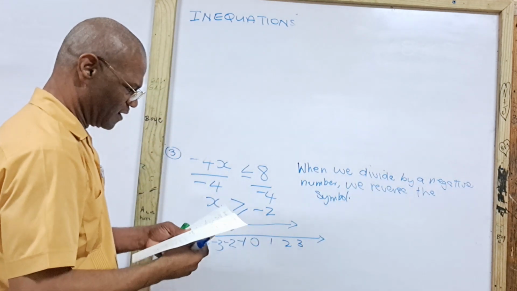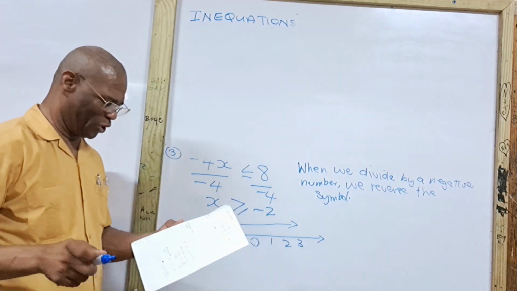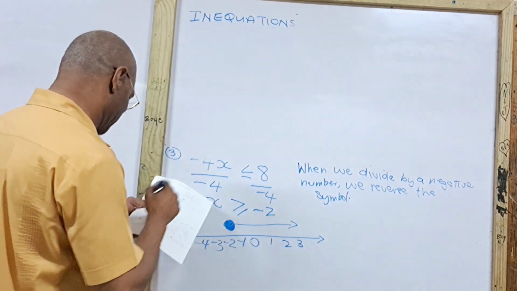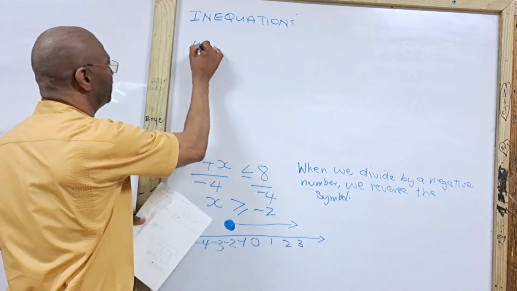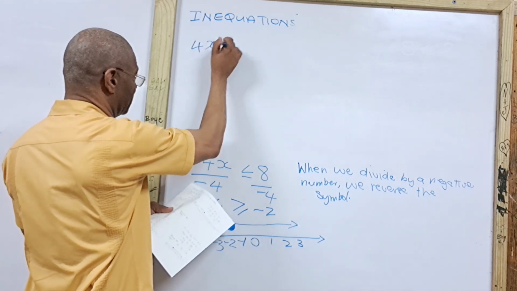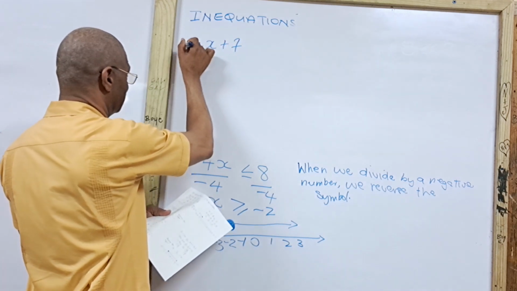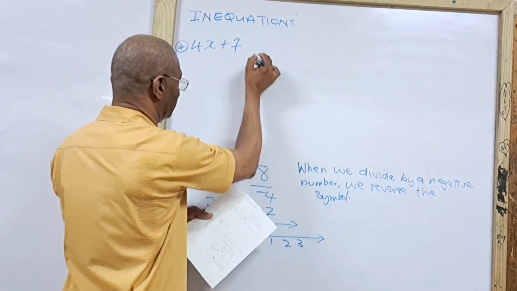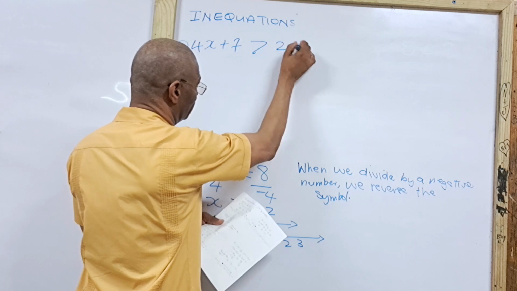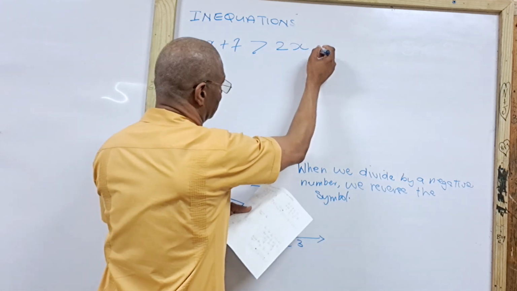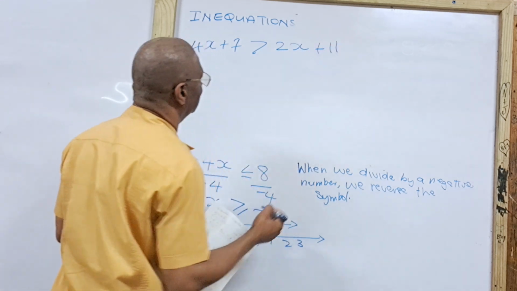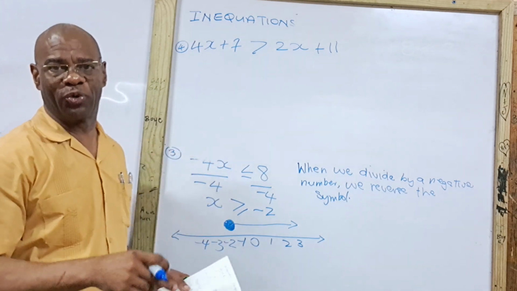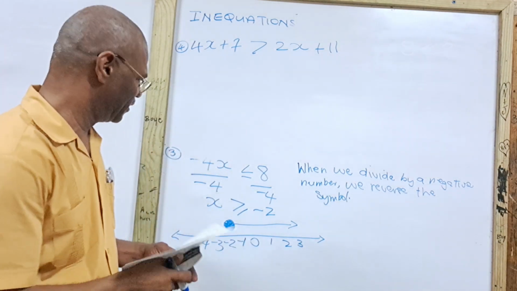Now, let's look at the inequation with the variables on either side of the symbol. So if I have 4x plus 7 is greater than 2x plus 11. Alright? So the first thing we need to do is what? We need to group like terms.